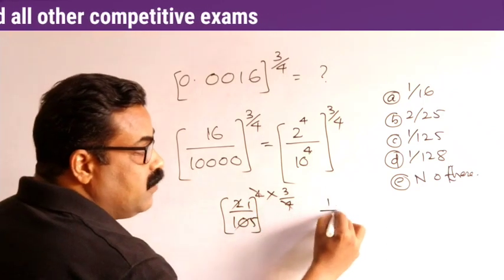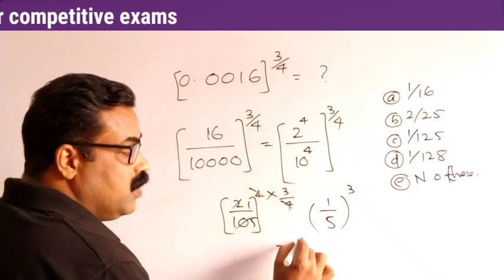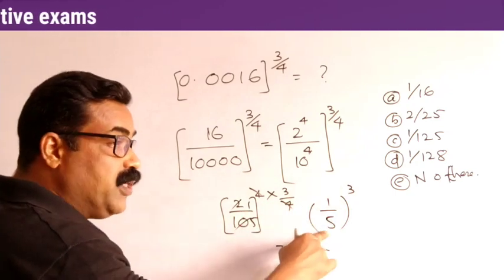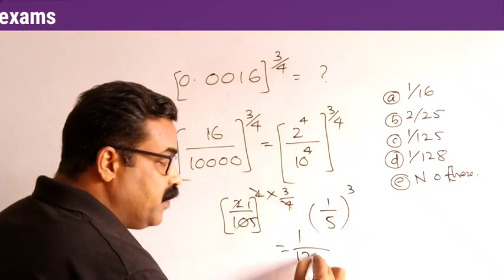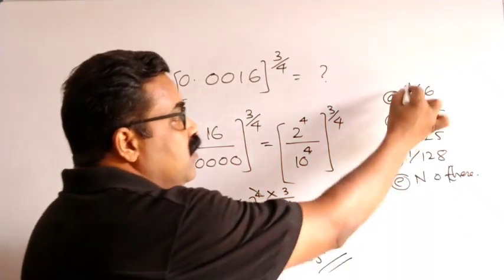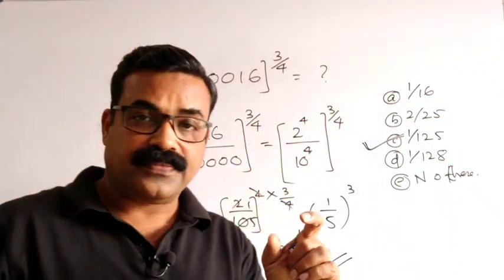So I got the final answer 1 by 5 power 3. What is 1 cube? 1. What is 5 cube? 5 into 5 into 5. 5 into 5, 25. 25 into 5, 125. So our final answer is 1 by 125. So from the given options, you can mark 1 by 125 as the correct answer.